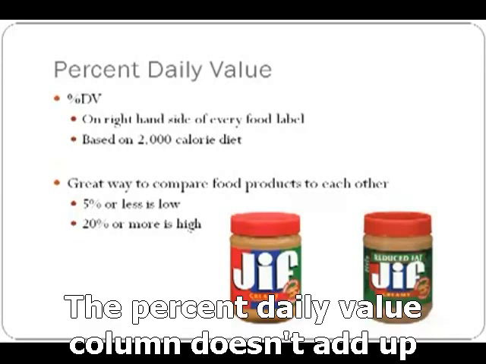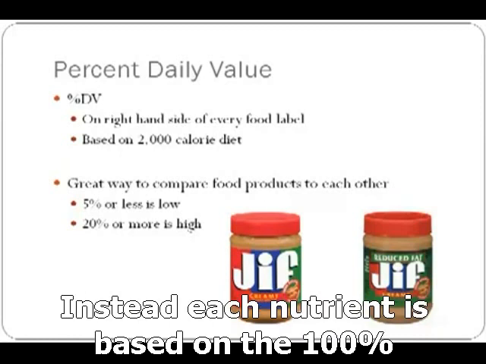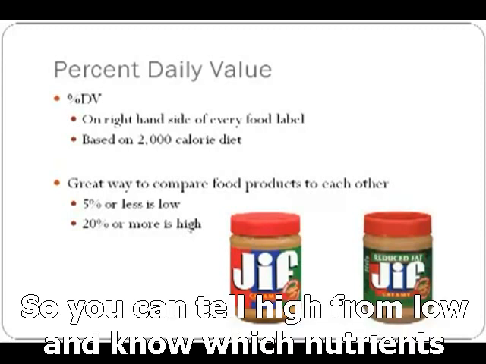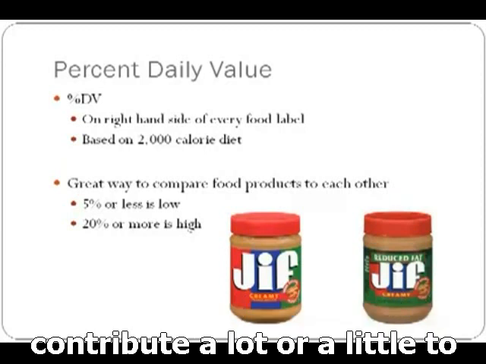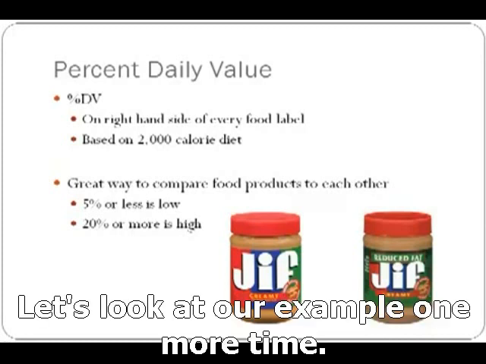The percent daily value column doesn't add up vertically to 100%. Instead, each nutrient is based on the 100% of the daily requirements for the nutrient, so you can tell high from low and know which nutrients contribute a lot or a little to your daily recommended allowance. Let's look at our example one more time.